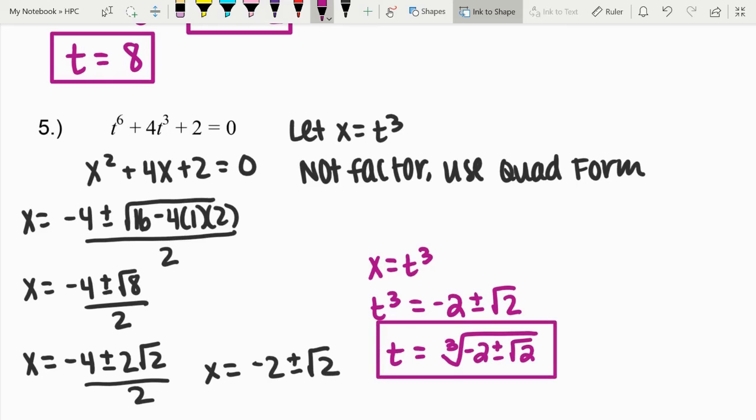Okay, you should test this. So using your calculator, I would store the cube root of negative 2 plus the square root of 2 in for x. Substitute that into our original equation. Make sure that it equals 0, and then do the same thing for the cube root of negative 2 minus the square root of 2.